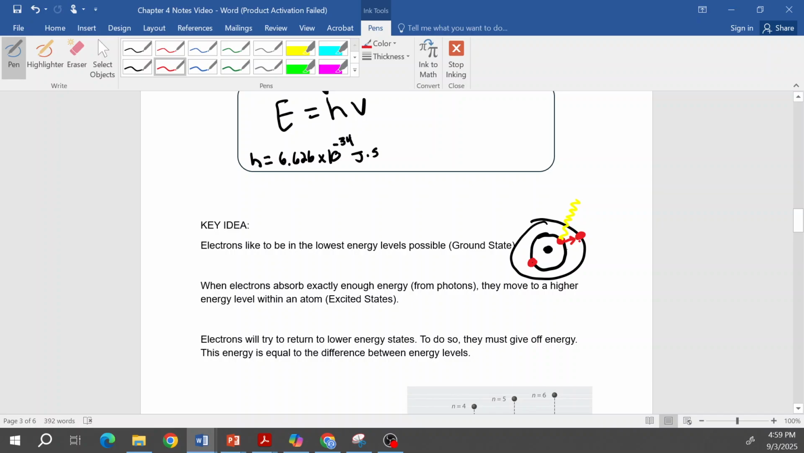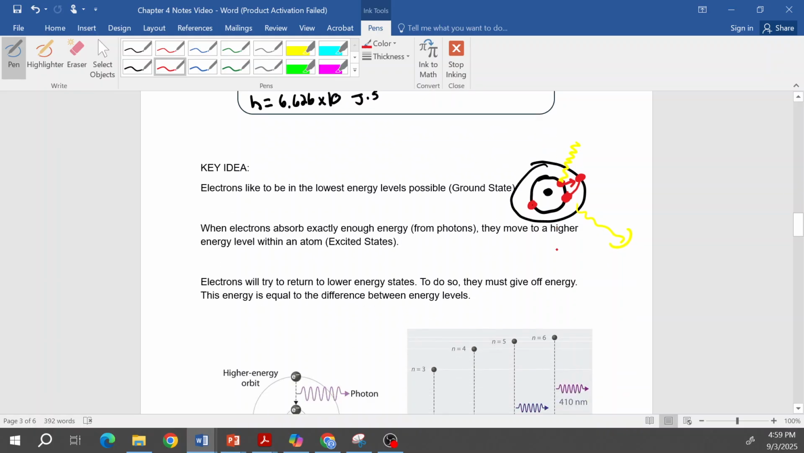But the electron, like I said earlier, does not like to be in this higher energy level, so it's going to try to come back down. This electron would love to jump back down to this lower energy level. But in order to do so, it has to give off energy. In order for this electron to jump back to this smaller energy level, it's got to give off a photon. So that photon has to launch out of the atom. Now that photon can have a different color depending on how much energy the electron had to lose to jump from the second energy level to the first energy level.